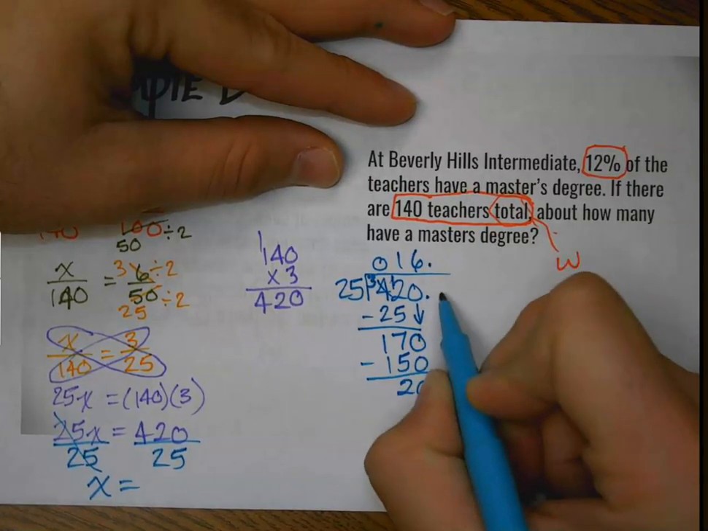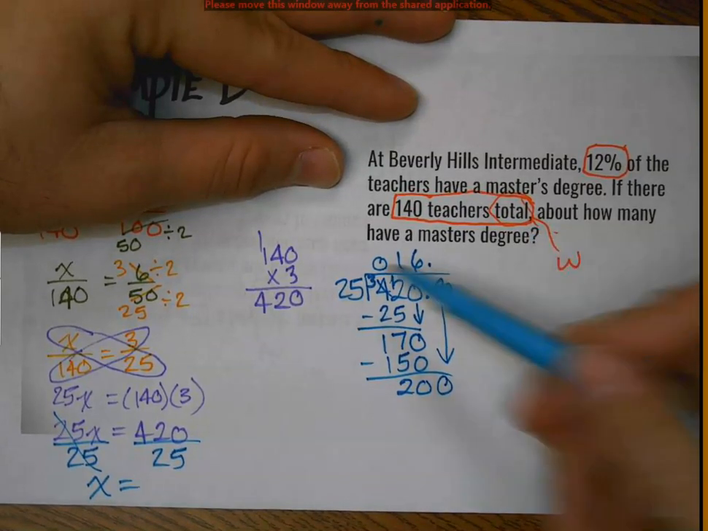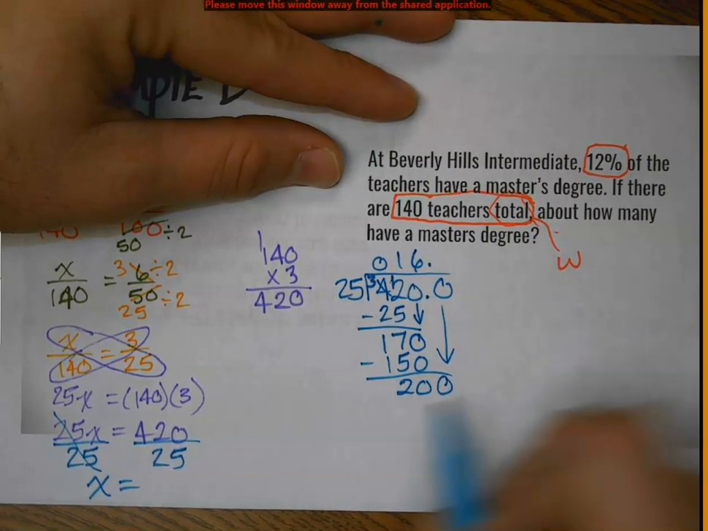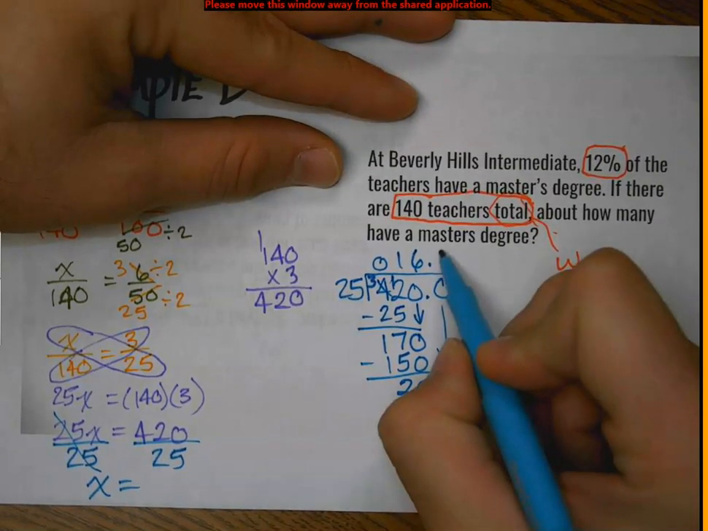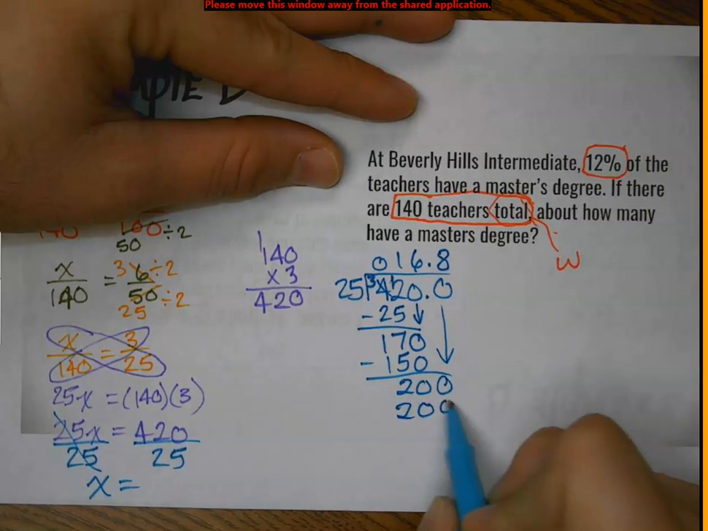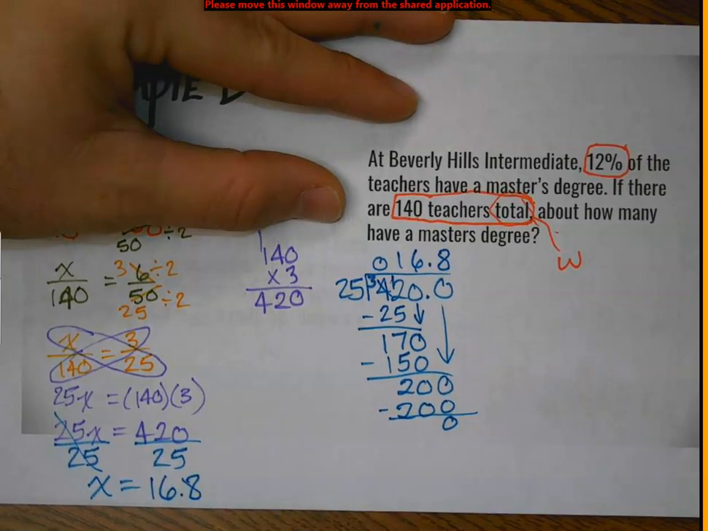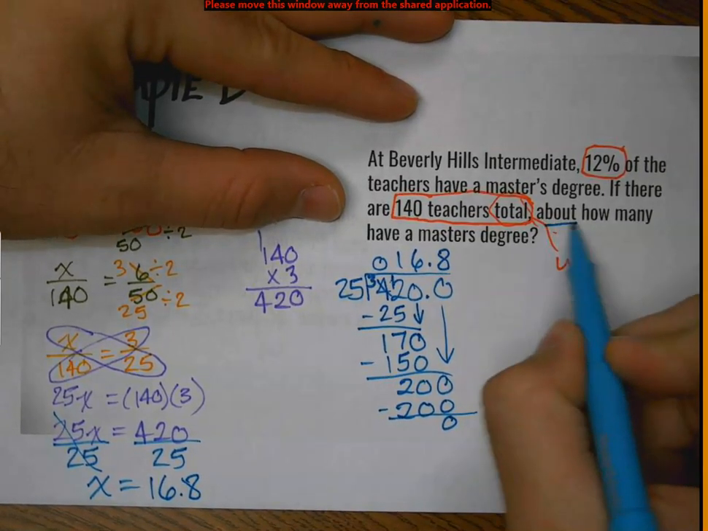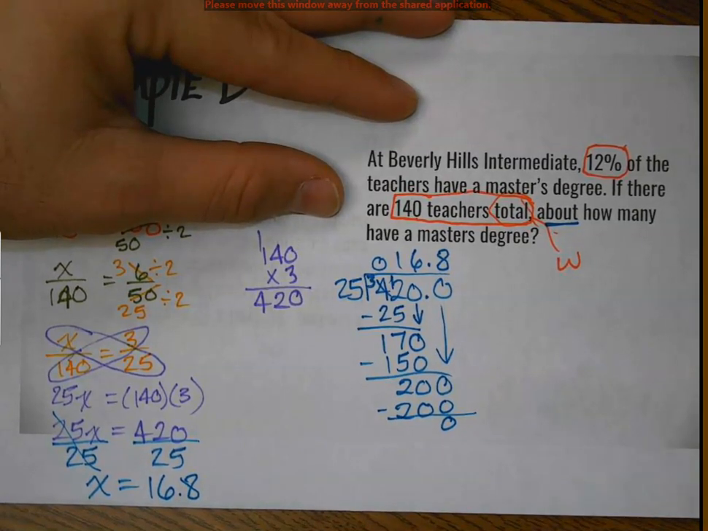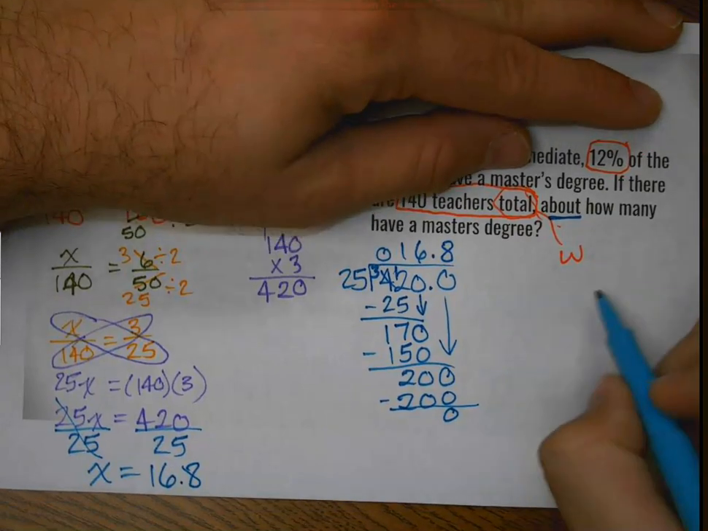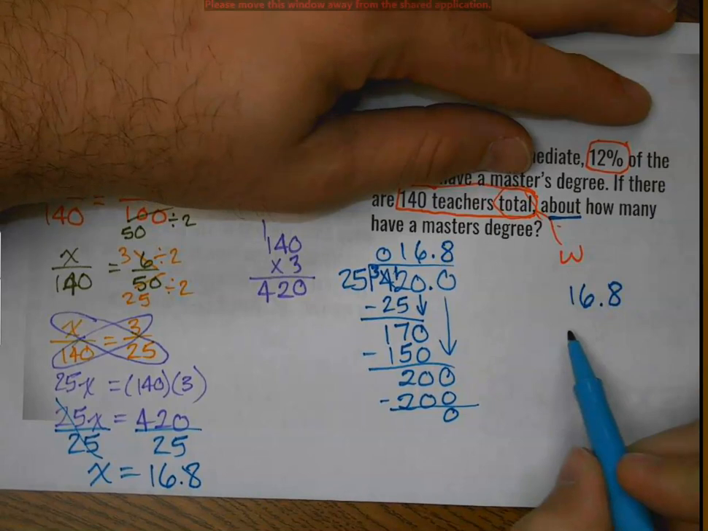Now I'm going to add a decimal and a 0, bring it down, and I have 200. Okay, 25 goes into 200 perfectly. 200 is like $2. How many quarters are in $2? 8. So our answer is 16.8. But this says about, and it's talking about people. You can't have 16.8 people. Doesn't make sense. So we're going to have to round. We need to round to the nearest person.